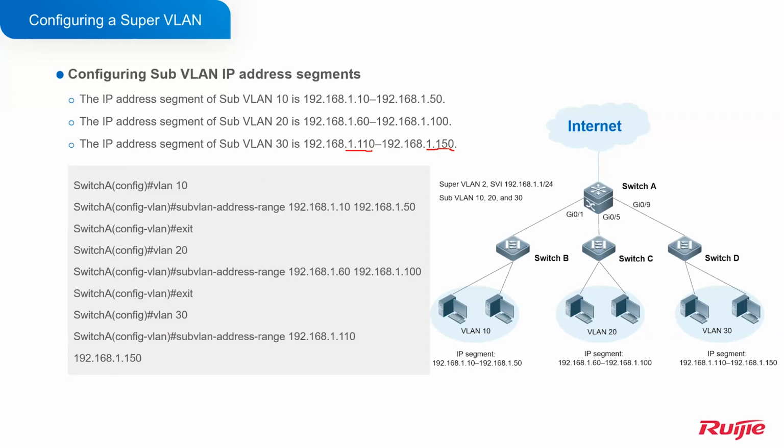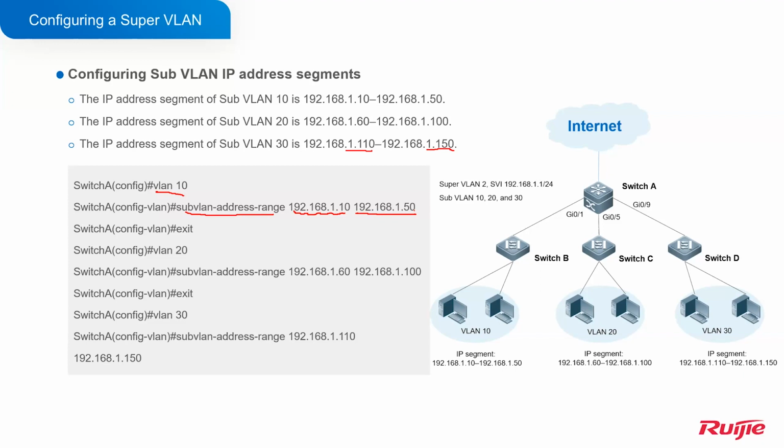Let's see how to configure it. Firstly, enter the configuration view of VLAN 10 and use the command sub-VLAN address range 192.168.1.10. This is the start IP address. And 192.168.1.50, this is the end IP address. So you should know this is not only 2 IPs, but a range. It defines a range from 1.10 to 1.50.